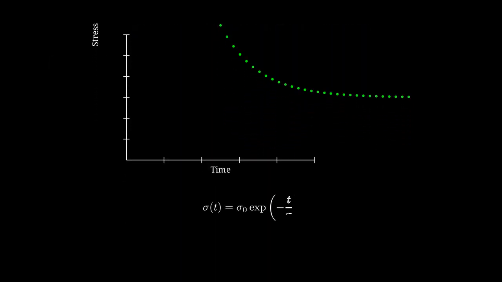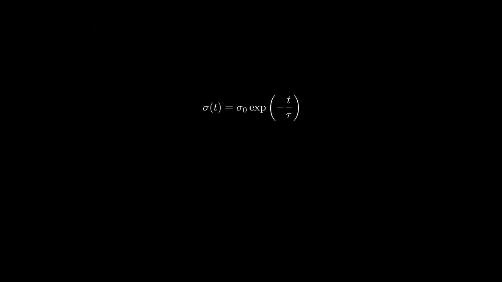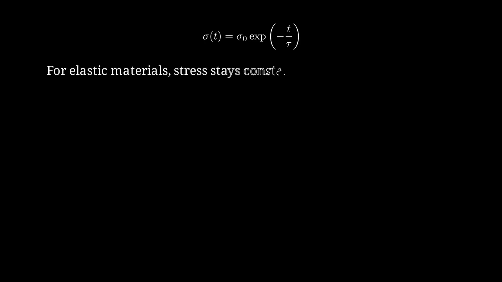The stress as a function of time equals the initial stress times the exponential of minus t over tau. The decay rate gives us the relaxation time directly. In contrast, for a purely elastic material like a rubber band, the stress would remain constant over time. For a purely viscous material, the stress would drop to zero almost immediately.